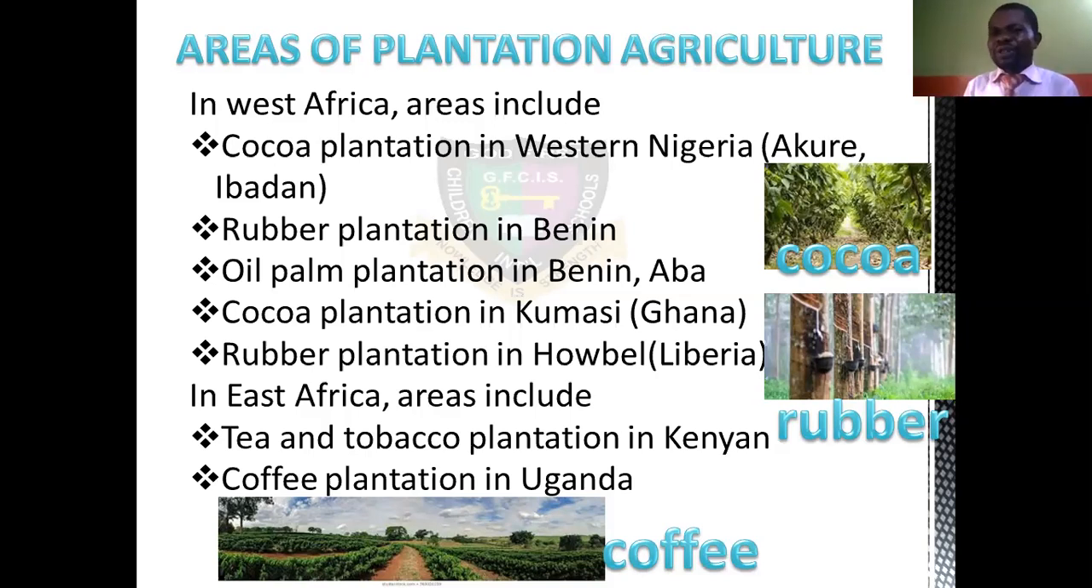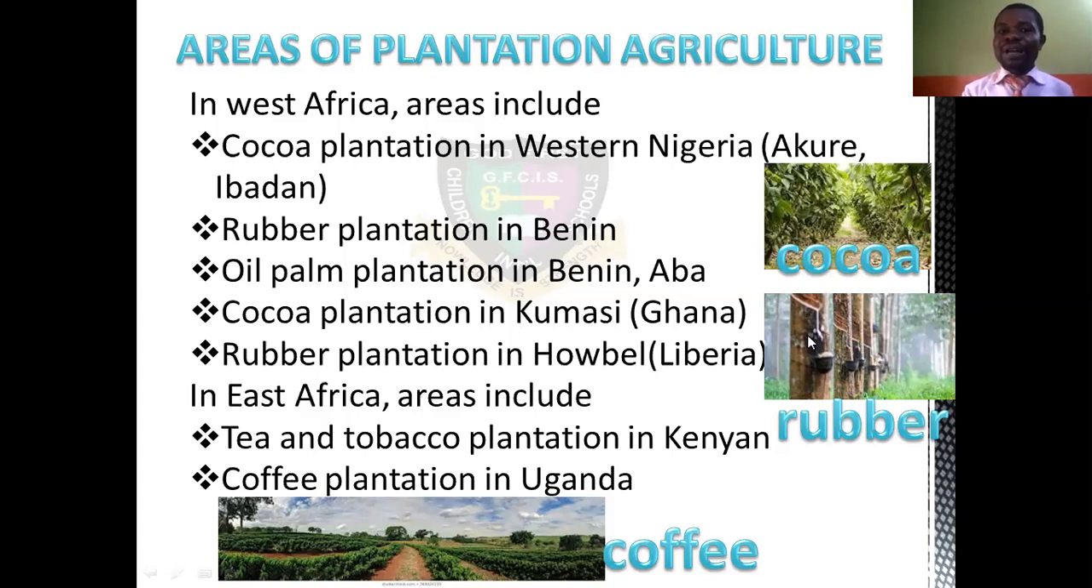Then rubber plantation in Benin. Benin is in south-south. Oil palm plantation, Benin again, south-south. We have Aba, which is in Abia State, in the southeast part. This is rubber. This one you are seeing here that is tied to it is the container from which you get the latex. When the latex comes, it accumulates here. Then you use it. This is how you get the latex. So these are the containers. This is a rubber plantation.